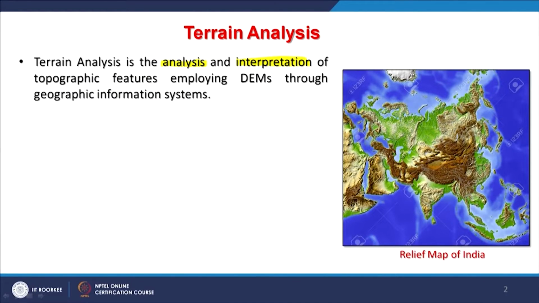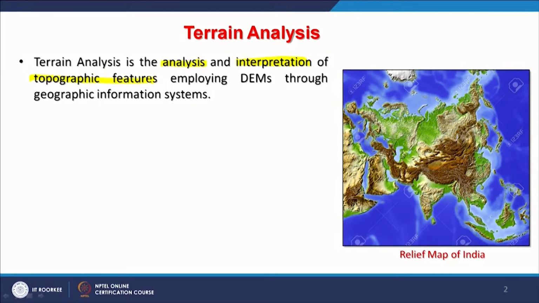A lot of time should be spent on this, because processing can be done by a technician, but the interpretation, that is a skill which you develop, is unprecedented and cannot be replaced by any machine. So, basically for terrain analysis we do the analysis and interpretation of topographic features, and that means basically landforms, geomorphic landforms which are present on the land or the surface of the earth.